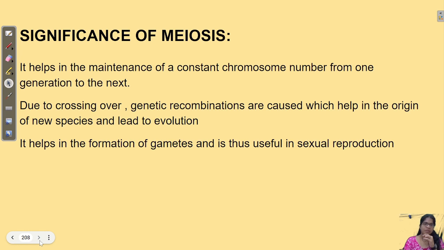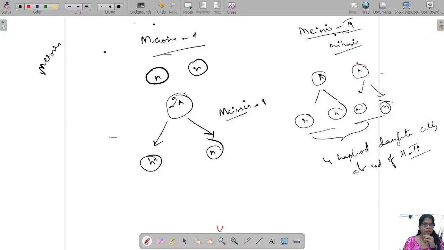Okay, now what is the significance of meiosis? It helps in the maintenance of a constant chromosomal number from one generation to the next, and due to the crossing over that is happening, genetic recombinations happen and help in the origin of new species, and it also helps in the formation of gametes, I told you, and thus it is useful for sexual reproduction. So now I want to tell you the important differences between mitosis and meiosis.